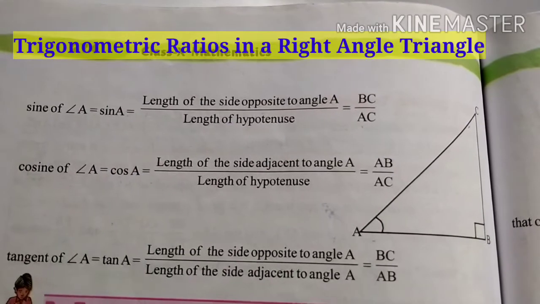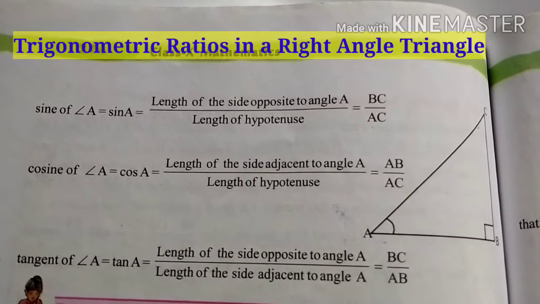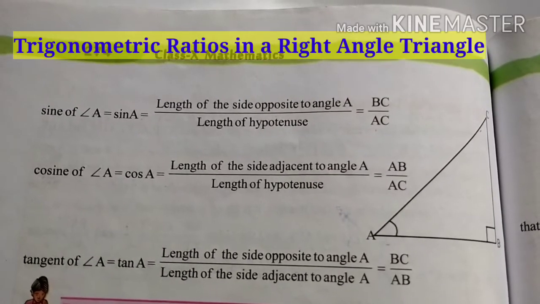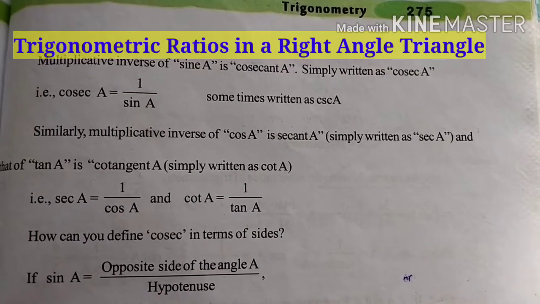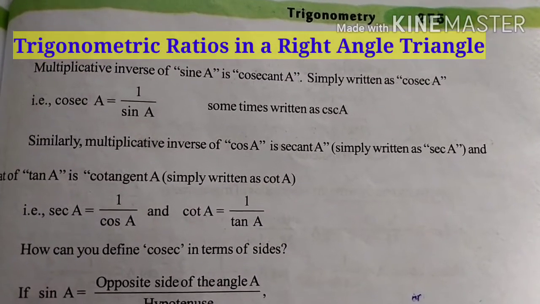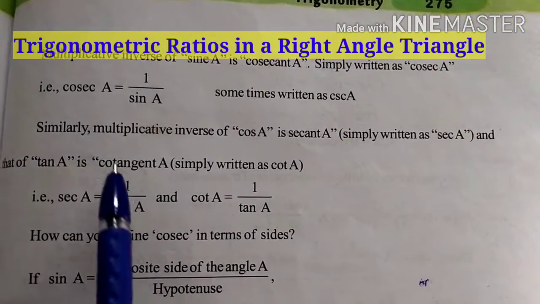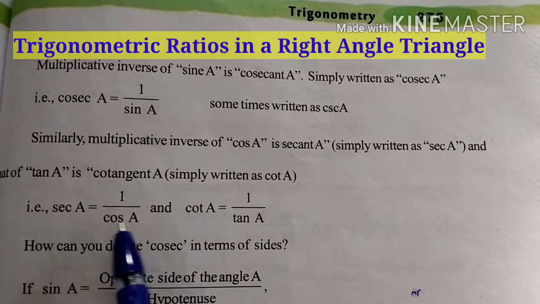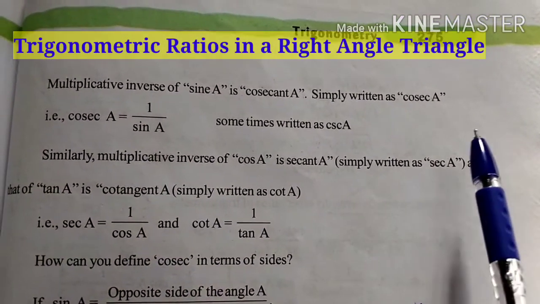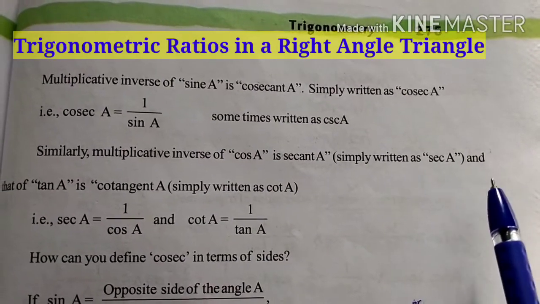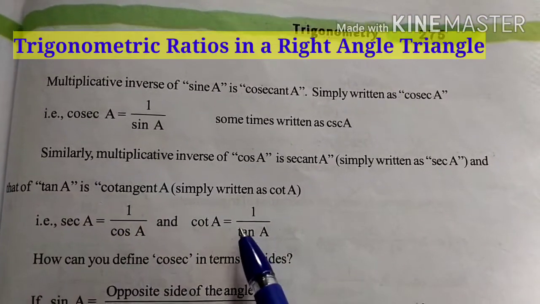These are the very important things we will discuss. We will do the problems in the exercise based on these ratios only: sin, cos, tan. So here we have already discussed three ratios. There are three more ratios defined in trigonometry: cosec A, sec A, cot A. We already discussed sin, cos, tan, but there are three more ratios: cosec A, sec A, cot A.